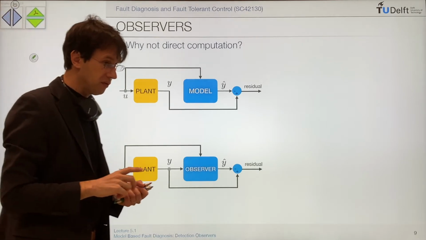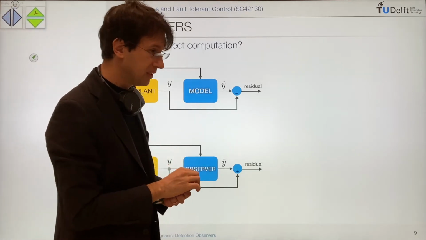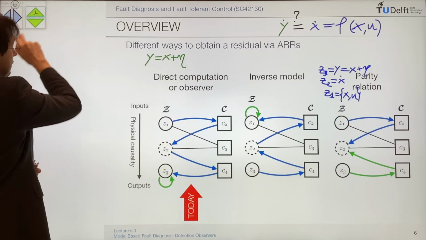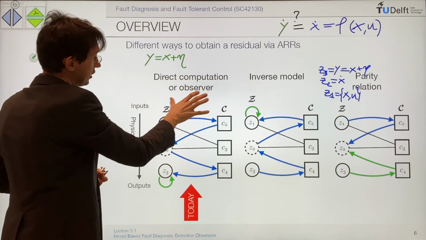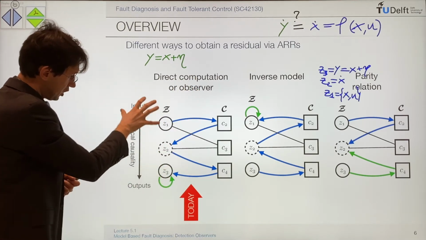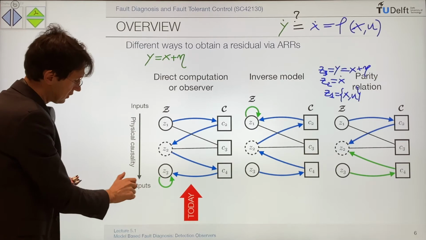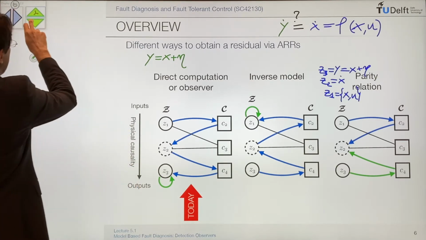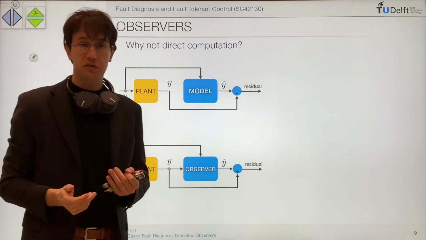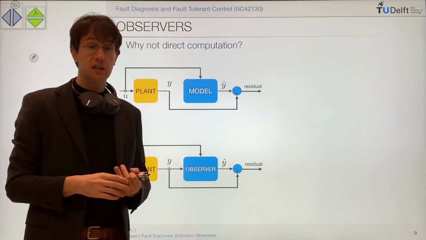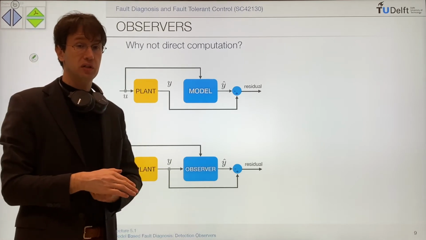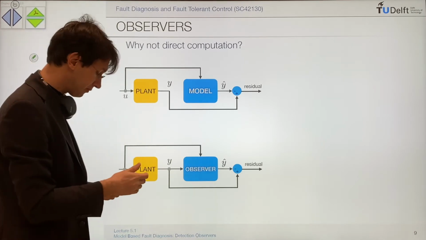But maybe first of all, a question. So we have shown that we can either use direct computation or an observer to do this kind of check following the physical causality of the system. The first question would be, why an observer and why not direct computation? Because in some way I'm already telling you that we are going to use an observer.